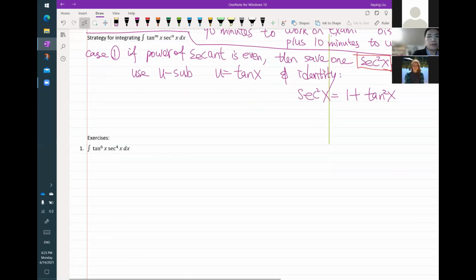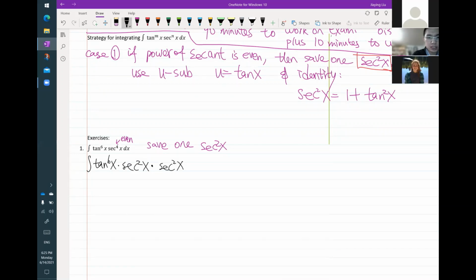I'm going to use this example 1 here to show you the process is similar to what we have done before, really not much different. So here, if you look at the example, the tangent to the 6th power, let's just put that aside, don't worry too much about it. Let's just focus on the secant part. The secant has a power of 4, so that's even power. So that means we're going to save 1 secant square x. So we're going to take secant square x, put it aside. If we do that, I can rewrite the integral as integrating tangent to the 6th x times secant square x times another secant square x dx. So this second secant square x, I'm saving it for later.